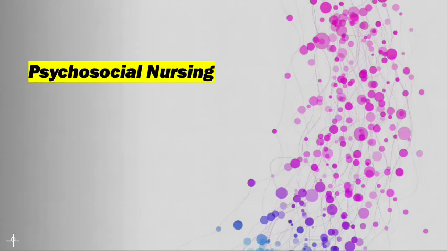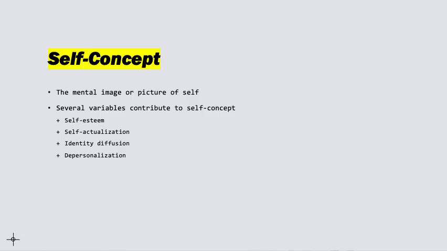So now we're going to talk about psychosocial nursing. This lecture is kind of a combination of chapters 42, 43, 46, and 47. So it's kind of a long one, but it's all four of these chapters combined. First thing is we're going to talk about self-concept.